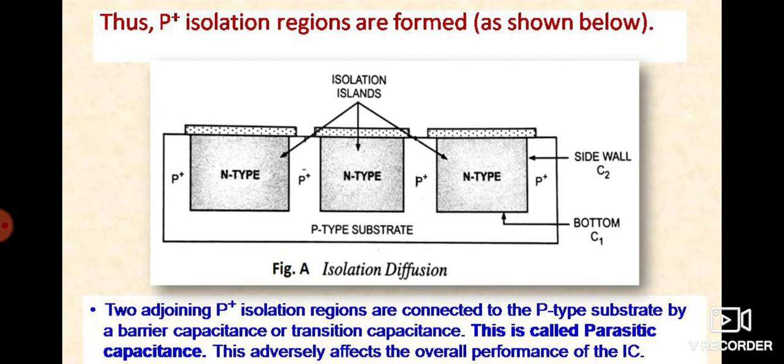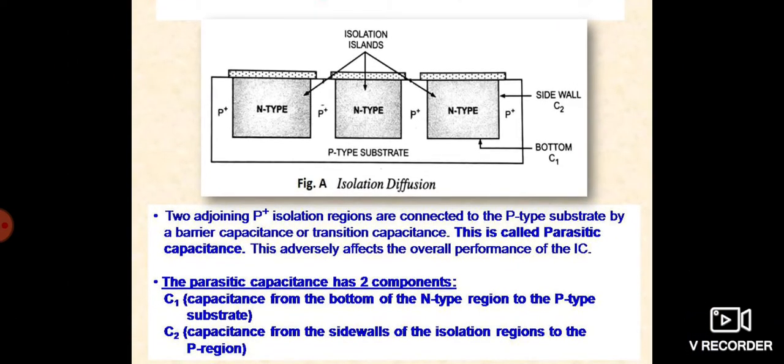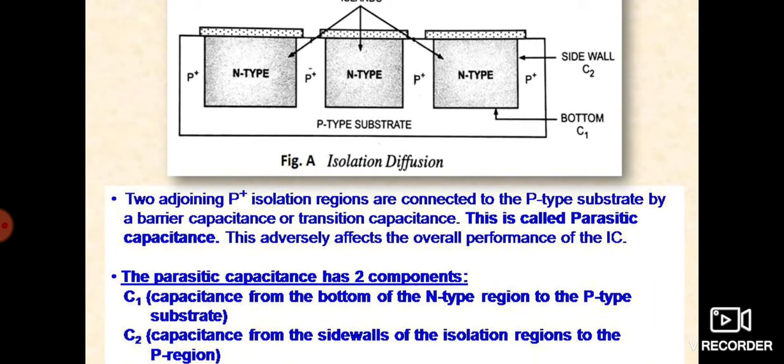Here you can also see 2 adjoining P plus isolation regions are connected to the P-type substrate by a barrier capacitance or transition capacitance. This is called parasitic capacitance, and due to this, the overall performance of the IC will be hampered. Now, this parasitic capacitance has 2 components, C1 and C2. You can also see in the figure A.